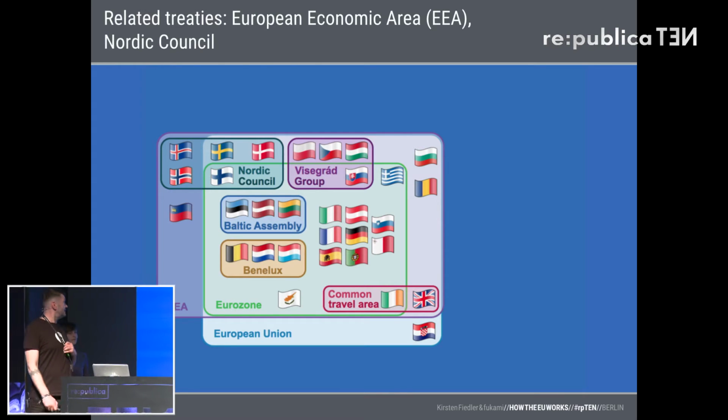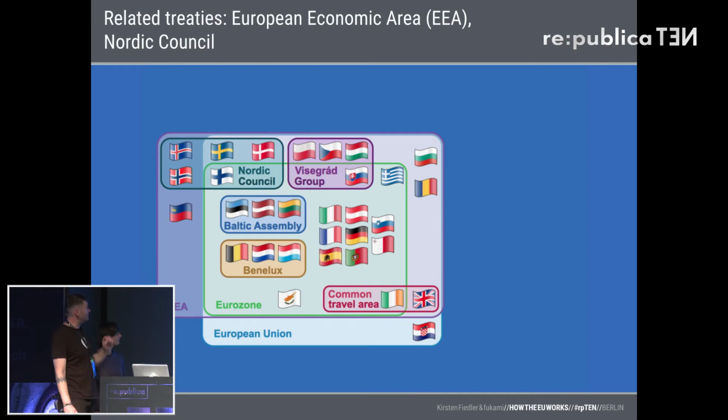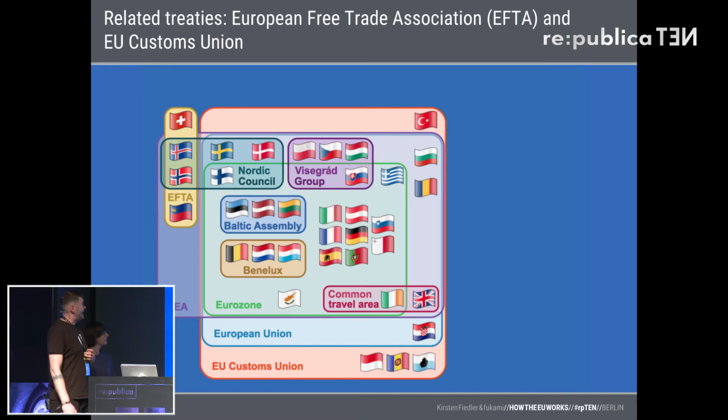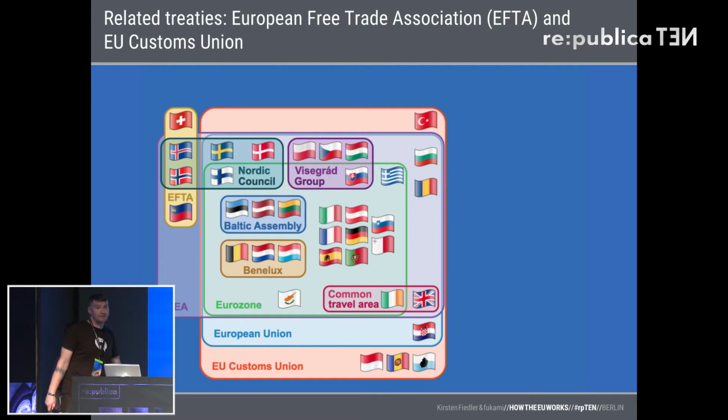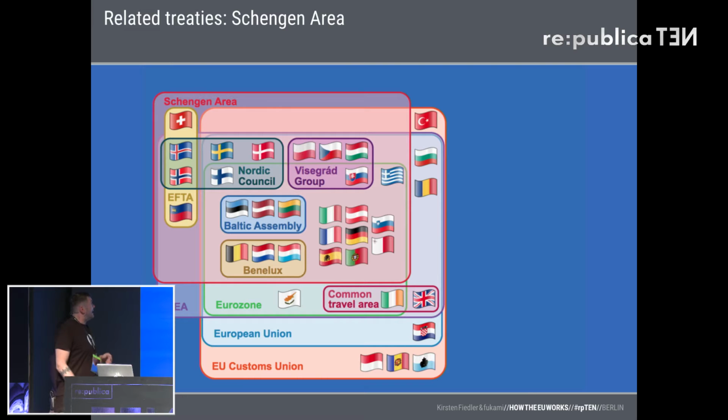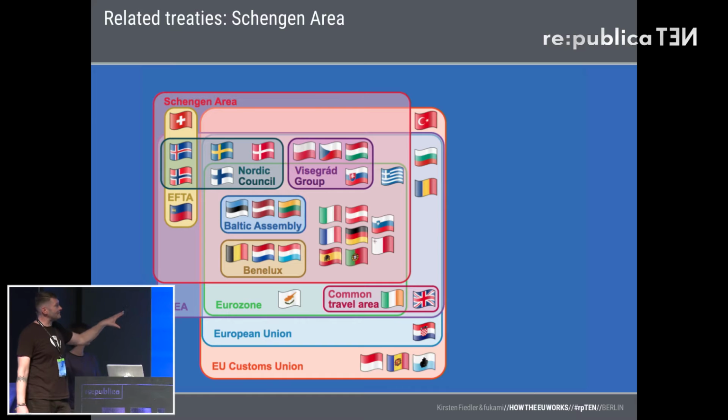Then we have the European Economic Area, which also includes Liechtenstein, Iceland, and Norway. Those three countries have a treaty with Switzerland called EFTA, and we also have the European Customs Union, which includes Turkey, San Marino, Monaco, and Andorra. The Schengen area is a couple of countries from the European Union, but also the EFTA countries.